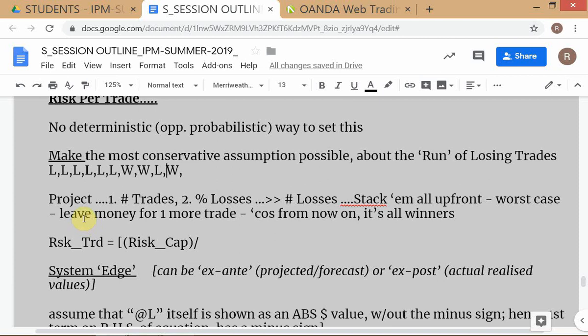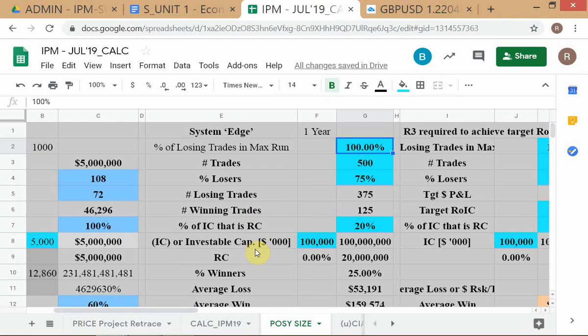So discipline is also very important in the psychological aspect. That's why I've asked you to read that book, The Disciplined Trader by Mark Douglas, which you can find online. Actually, you get the PDF online. A very important book. Okay, so are you following what we are doing so far?